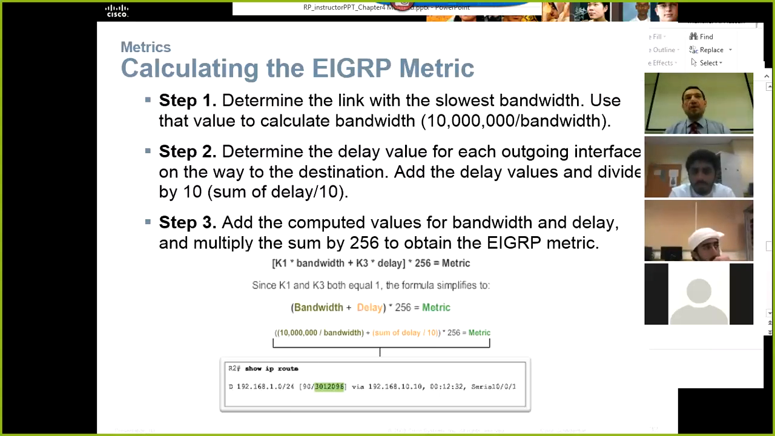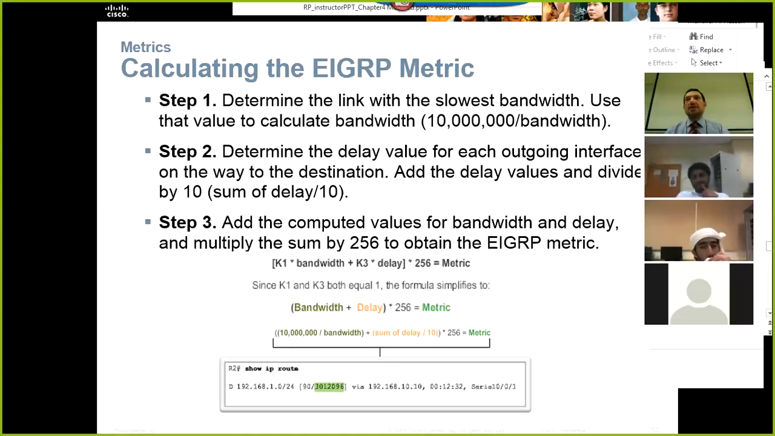Whereas the delay, we add all of the delays together from source to destination for all of the links, and then we need to divide them by 10. Why do you need to divide them by 10? Anybody remember what we said yesterday? They need to be in blocks of 10 microseconds, in blocks. Okay, so we divide them by 10.